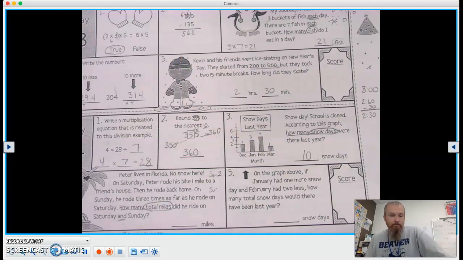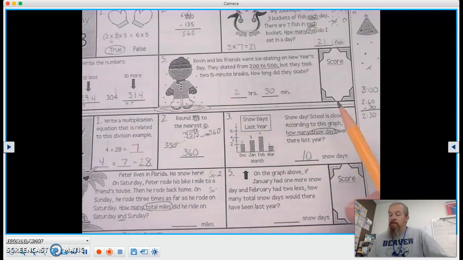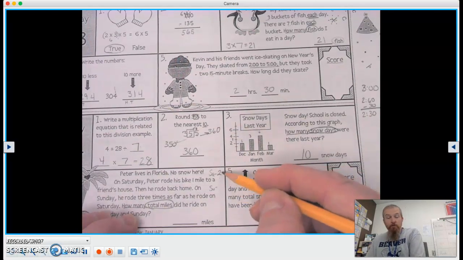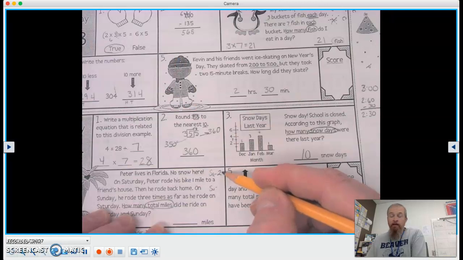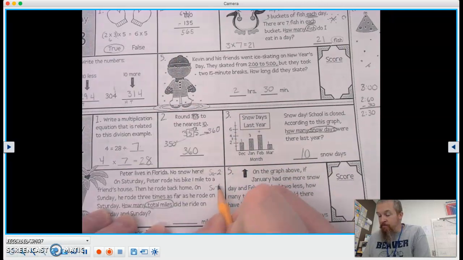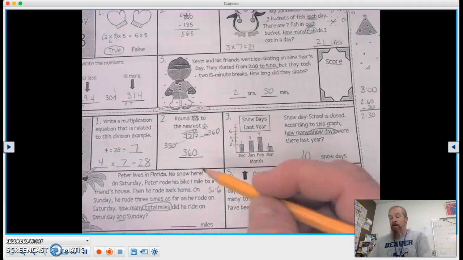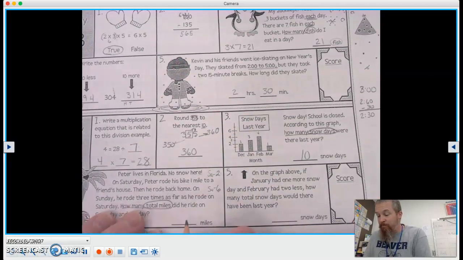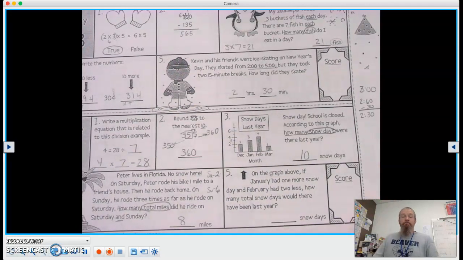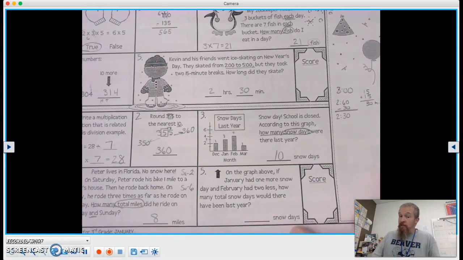On Sunday, he rode 3 times as far as he rode on Saturday. So 3 times 2 for what he rode on Saturday. So 3 times 2 is 6. Notice that's not our answer, though, is it? Because 6 only gives us how many miles he rode on Sunday. But the question is asking us, how many total miles did he ride on Saturday and Sunday? So now we add them up. 6 plus 2 equals 8. 8 miles total. 2-part question. Those get tricky, don't they?